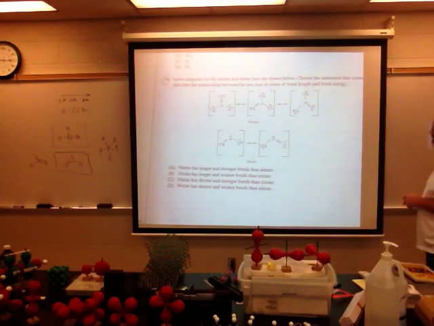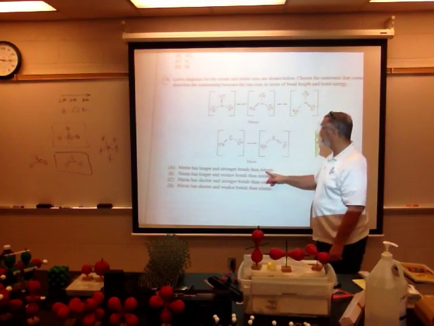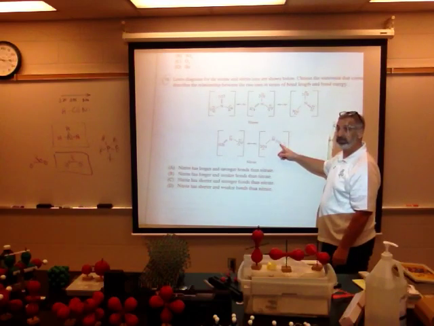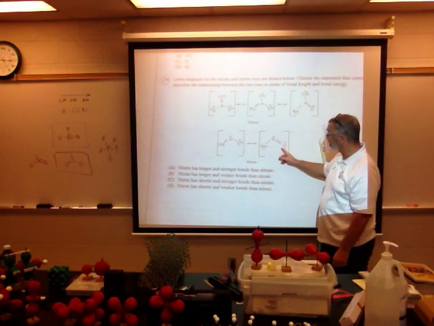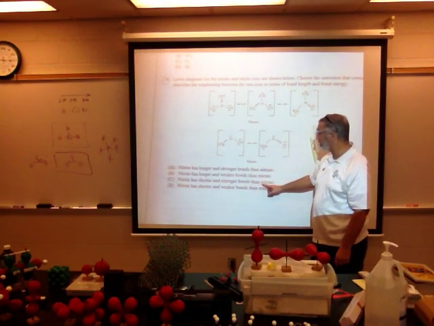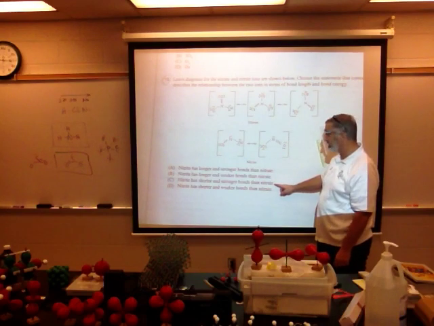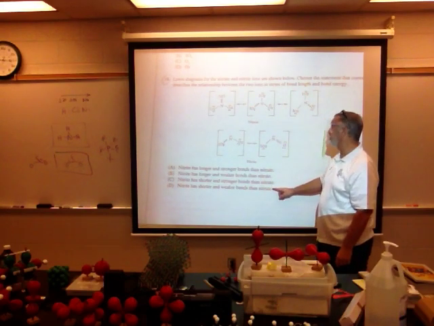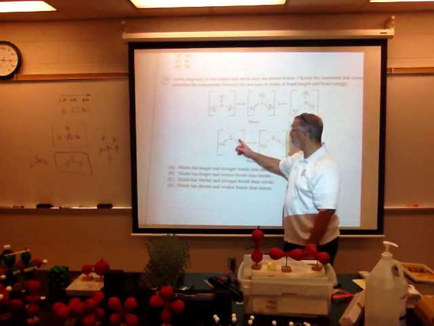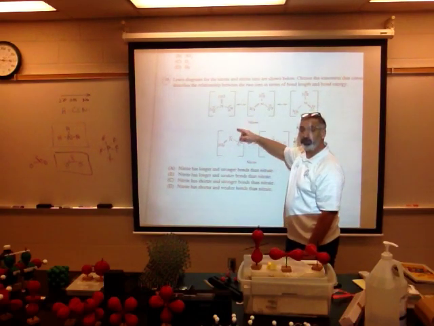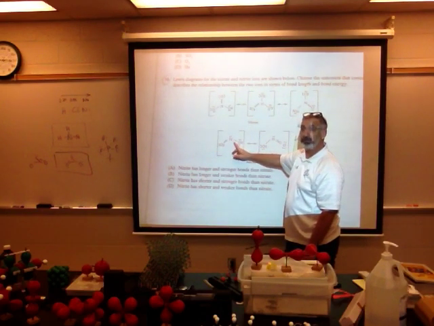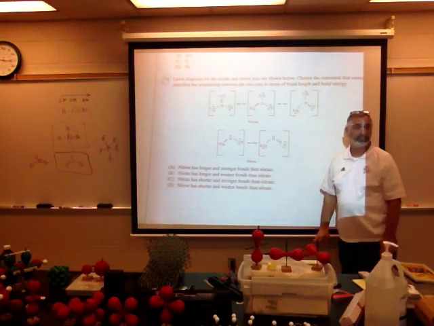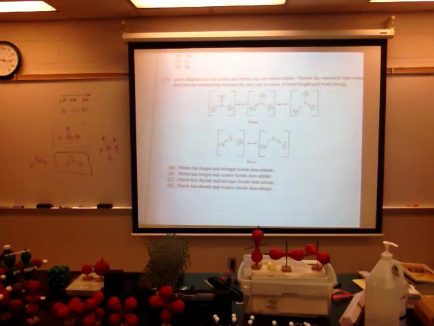So, nitrite has longer and stronger bonds. It has stronger bonds, but are they longer? No, they're going to be shorter. Nitrite has longer and weaker bonds. No, they're shorter. Nitrite has shorter and stronger bonds than nitrate. Yes. Nitrite has shorter and weaker bonds. No. So you can eliminate, because we know bond order, 1 1/3 versus 1 1/2. This is a stronger bond and a shorter bond length. Is everybody comfortable with that? Yes. You got to look for resonance.